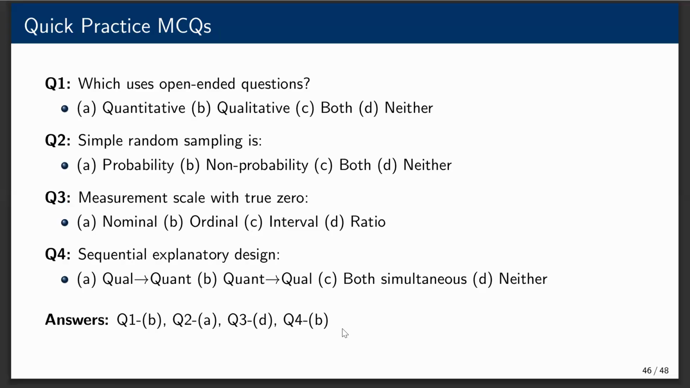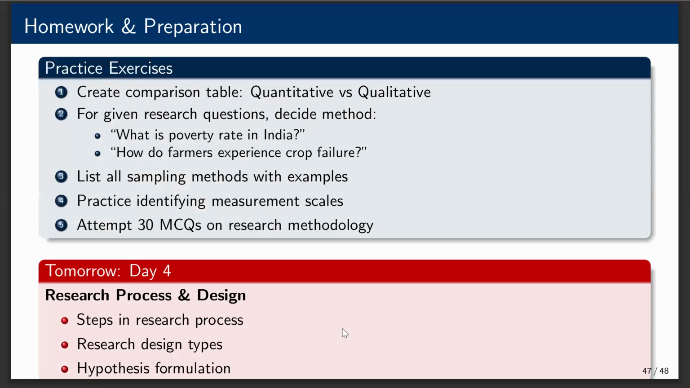Some easy MCQs, for example: which uses open-ended questions, quantitative, qualitative, both, neither? Simple random sampling is probability or non-probability, both or neither? Which measurement scale has a true 0? It should be the ratio scale. Sequential explanatory design goes from quantitative to qualitative. We will discuss more questions on this.